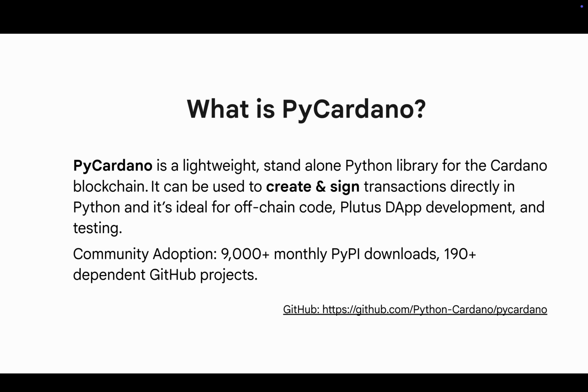PyCardano is a lightweight and flexible Python library built for working with the Cardano blockchain. Its core strength lies in allowing developers to create and sign transactions entirely within Python, removing dependencies on external tools like Cardano CLI or Cardano Serialization Lib. This makes it an agile solution for various tasks, including off-chain logic for Plutus dApps and comprehensive testing. The library has seen significant adoption, as evidenced by its download statistics and use across numerous projects.